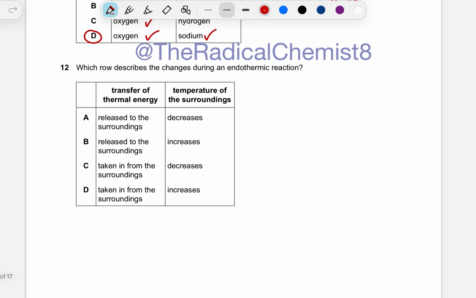Question 12, which row describes the changes during an endothermic reaction? So endothermic is when temperature decreases and energy is taken in from the surroundings. Exothermic, remember, is when energy is released to the surroundings. So your answer is C.